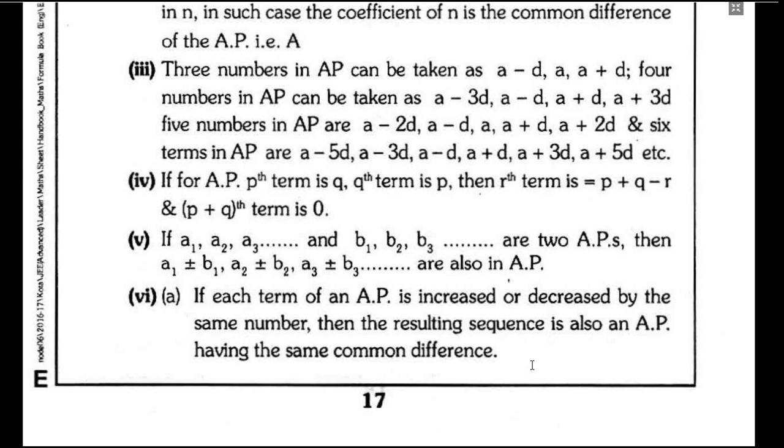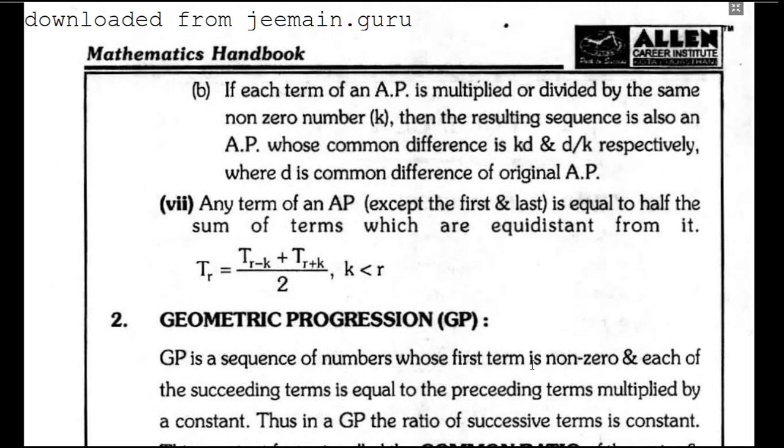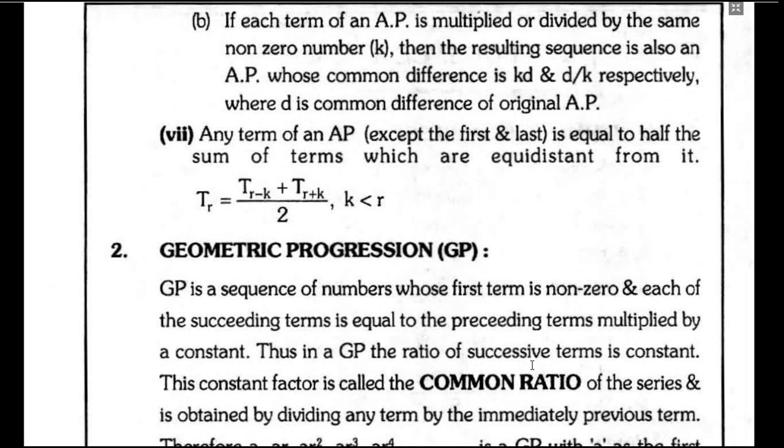If a1, a2, a3 and b1, b2, b3 are two APs, then a1 plus minus b1, a2 plus minus b2, a3 plus minus b3 are also in AP. If each term of an AP is increased or decreased by the same number, then the resulting sequence is also an AP, having the same common difference. Now, if each term of an AP is multiplied or divided by the same non-zero number k, then the resulting sequence is also an AP whose common difference is kd and d by k respectively, where d is the common difference of the original AP.